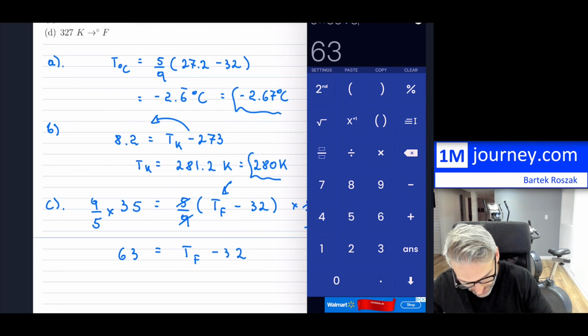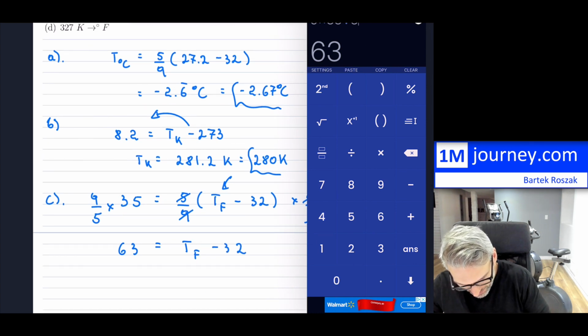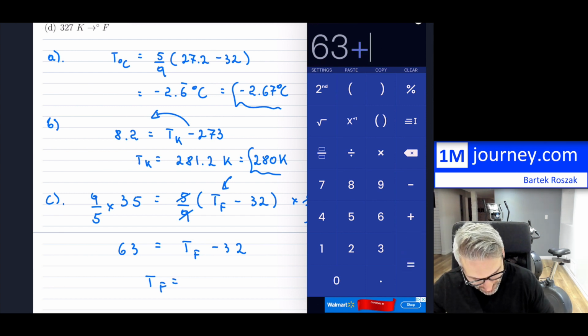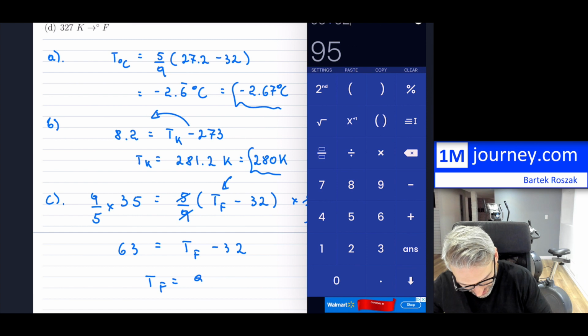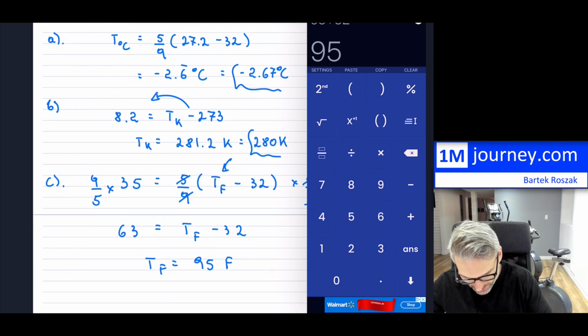So take that 32 over on the other side, and you're going to get that TF is equal to my answer plus 32, which is 95. All right, so that's Fahrenheit, and this is already to 2 significant figures. Okay, so there you have it.